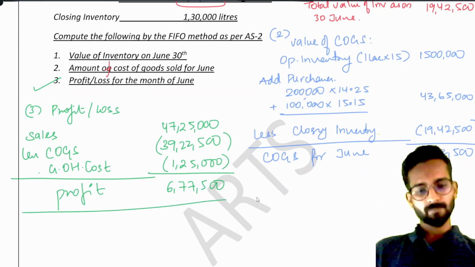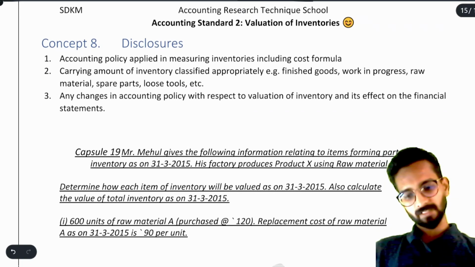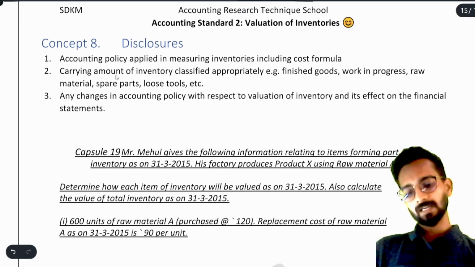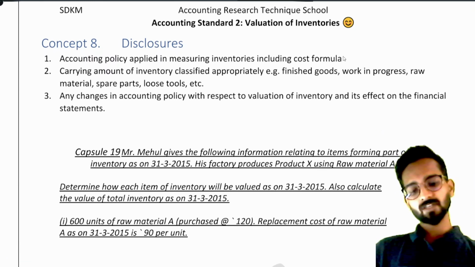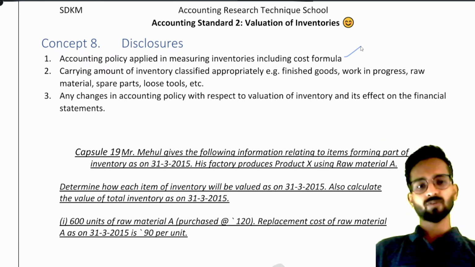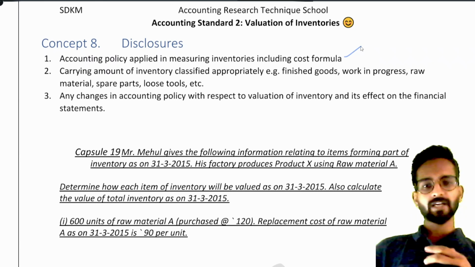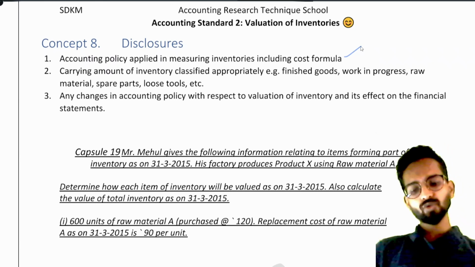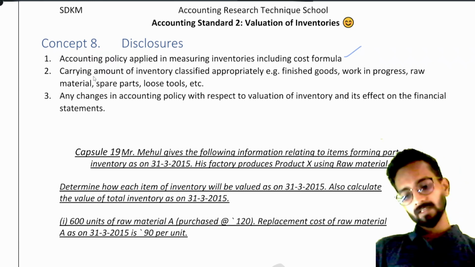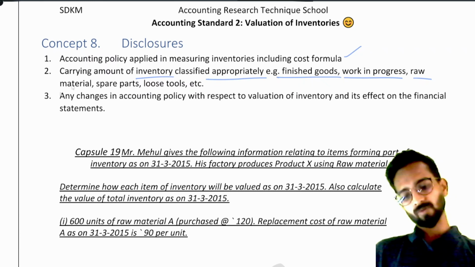Understood? Very simple. Now the next thing we have here is concept number 8, that is the last thing, disclosures. What are you supposed to disclose? See, accounting policy applied in measuring inventories including cost formula. See, whichever inventory policy, whichever cost formula or the costing method, FIFO, LIFO, weighted average method, specific identification, whatever you are using, you have to tell that. Okay, you have to disclose the fact. Carrying amount of inventory classified appropriately. Example, finished goods, work in progress, raw materials, spare parts.